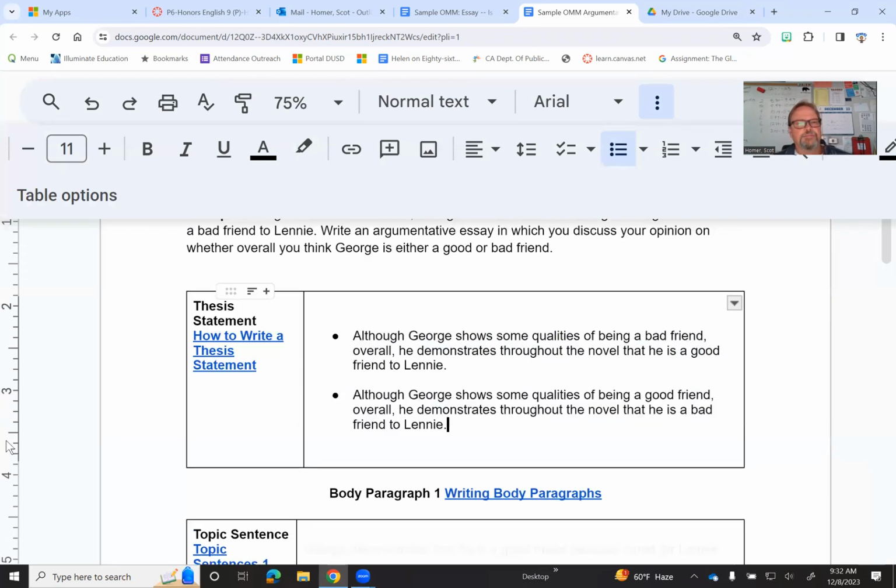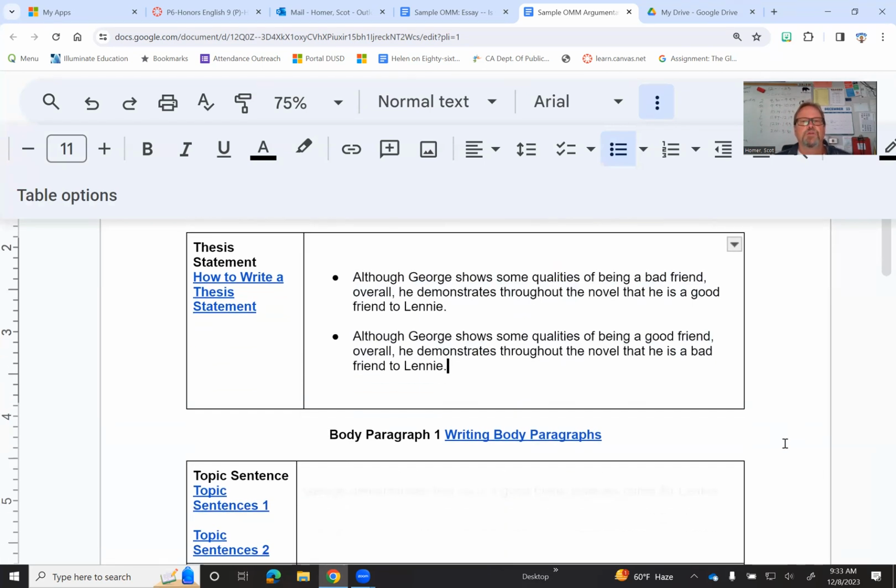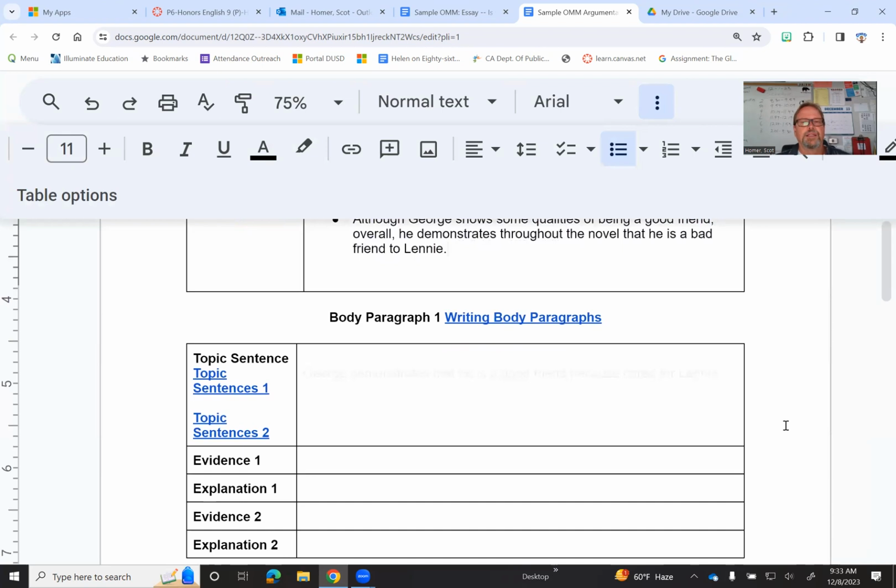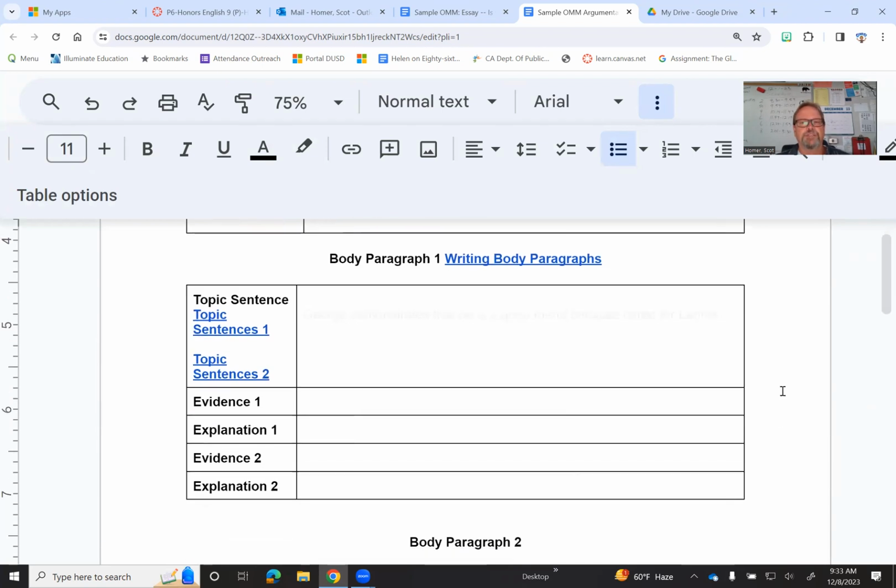Okay, and like I said, please look at the video on thesis statement. I think it was done pretty well. And it's not me, somebody else. Okay, now once we have the thesis statement in the introductory paragraph, and again, we're only going to write that one sentence for the intro, now we're going to move on to the body paragraphs.